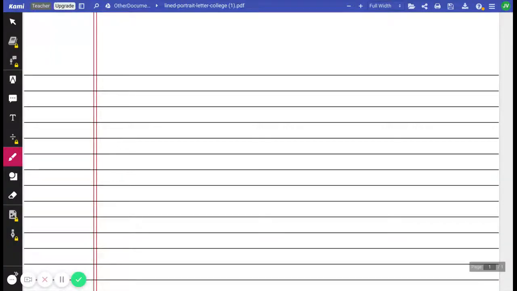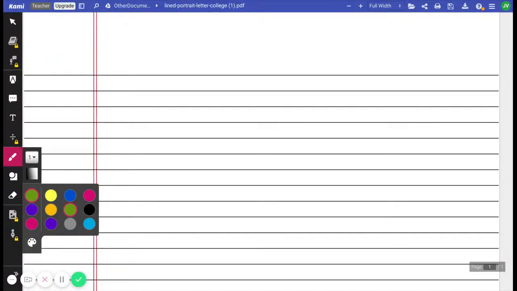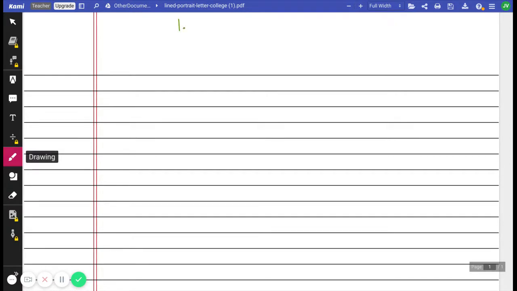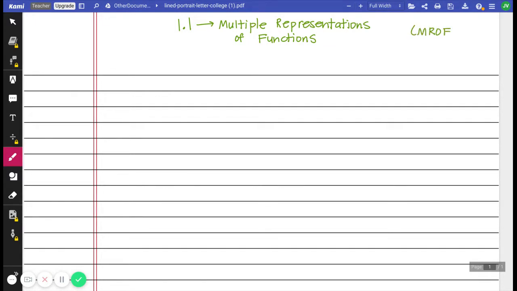Hey guys, we are diving into our very first section here, and that is 1.1. The book calls it equation solving and modeling, but really it's all about multiple representations of functions. I love abbreviating that as Mr. of, right? Just to make our lives a little bit easier.